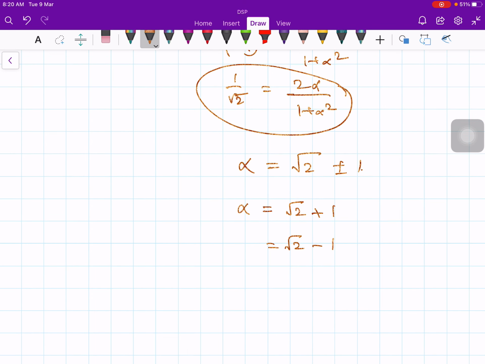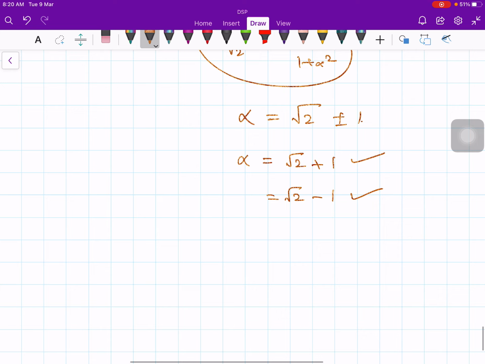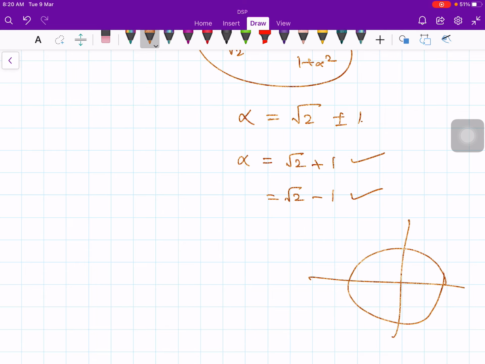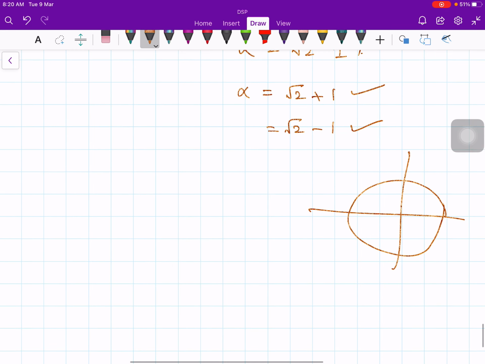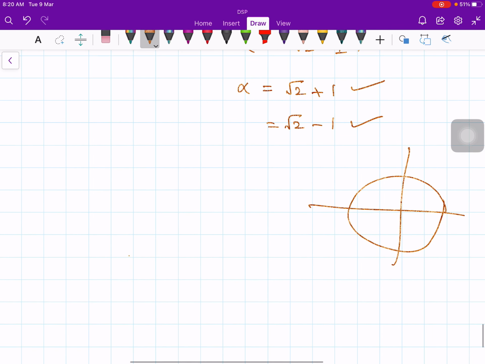Now let me take root 2 minus 1. There is no reason that I can take root 2 plus 1. If I take root 2 plus 1, maybe my poles will lie outside the unit circle, so therefore my filter will be unstable. So let me consider root 2 minus 1, and we will see that the poles exist inside the unit circle, because the poles must lie within the unit circle in order to make a stable filter. So let us choose alpha equal to root 2 minus 1.